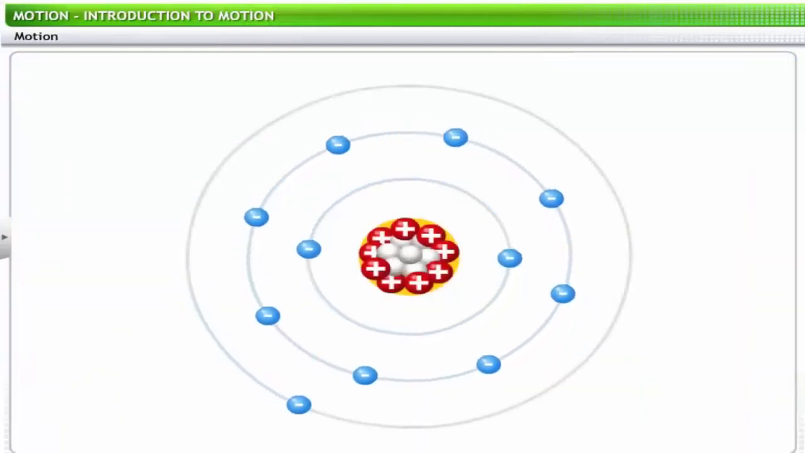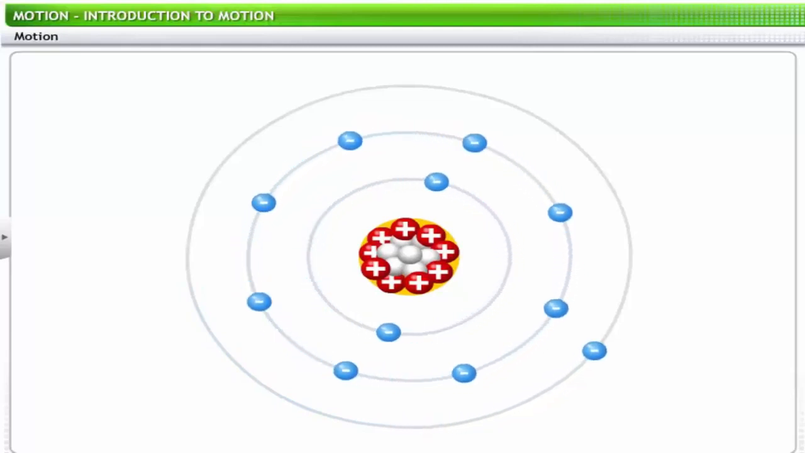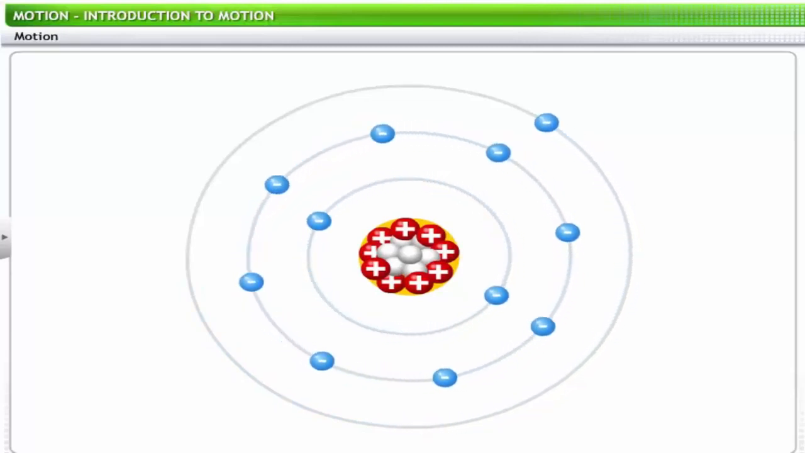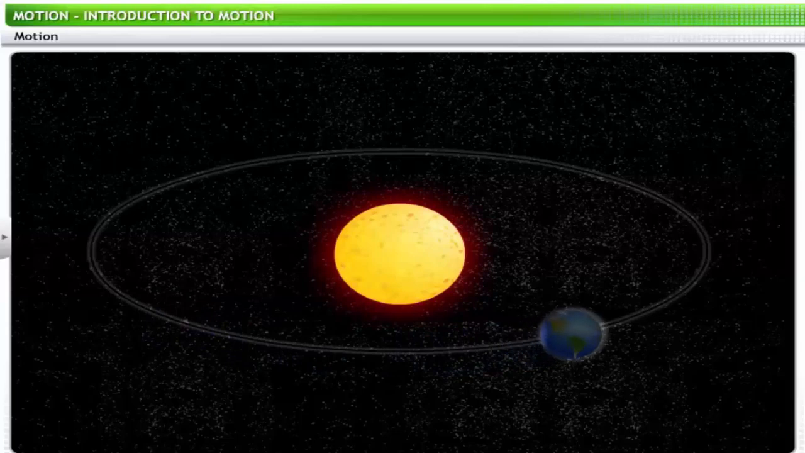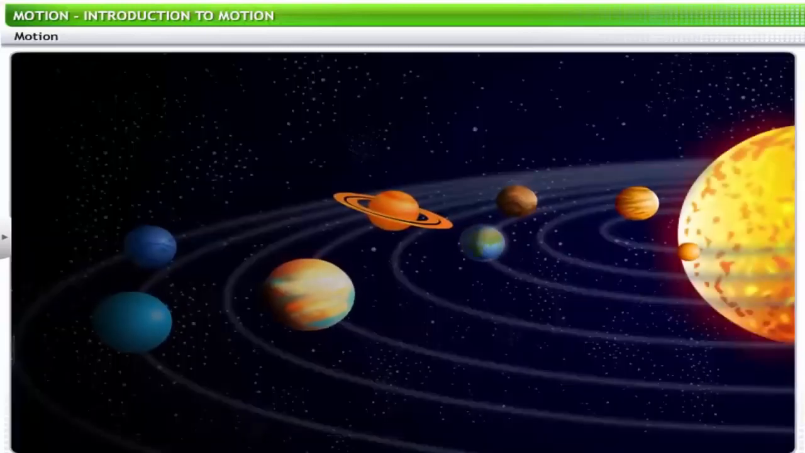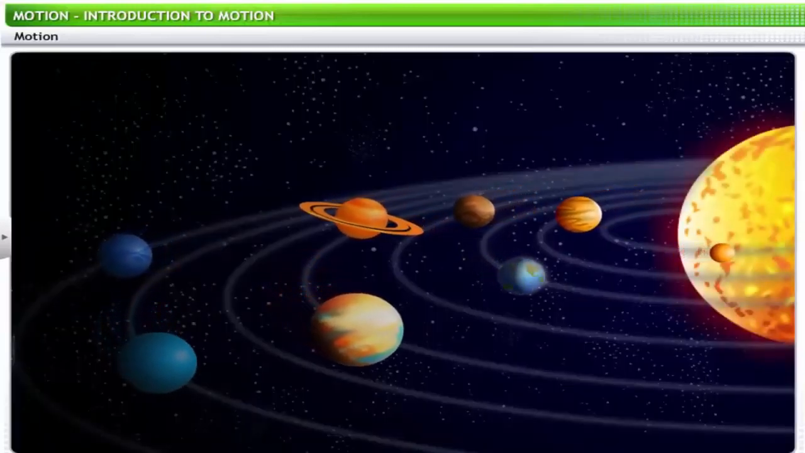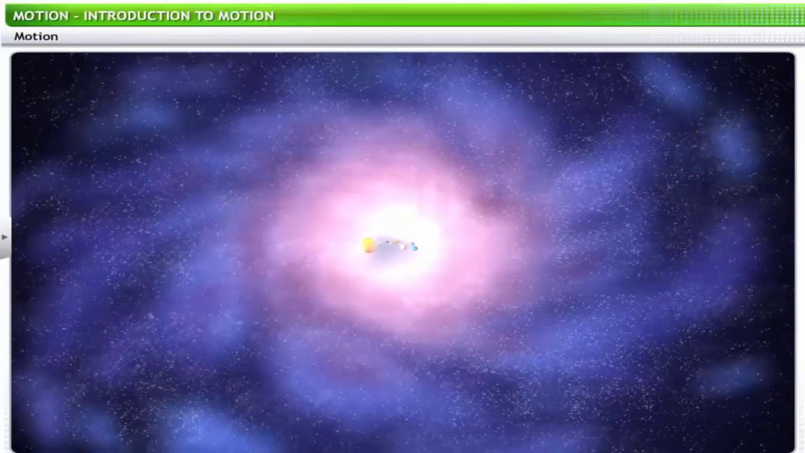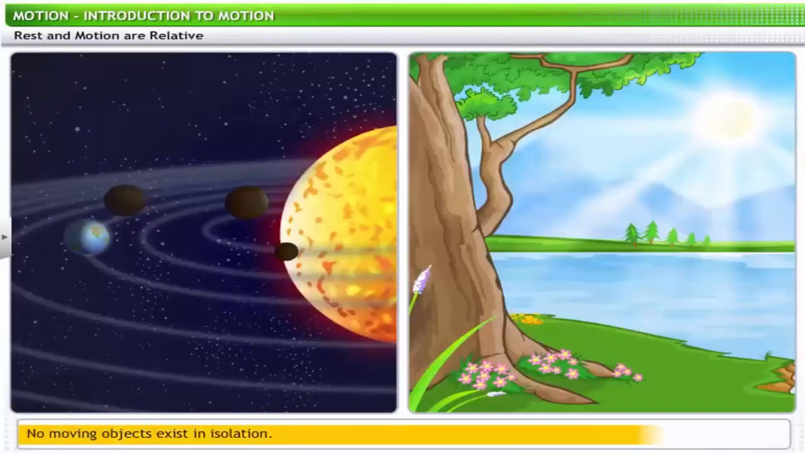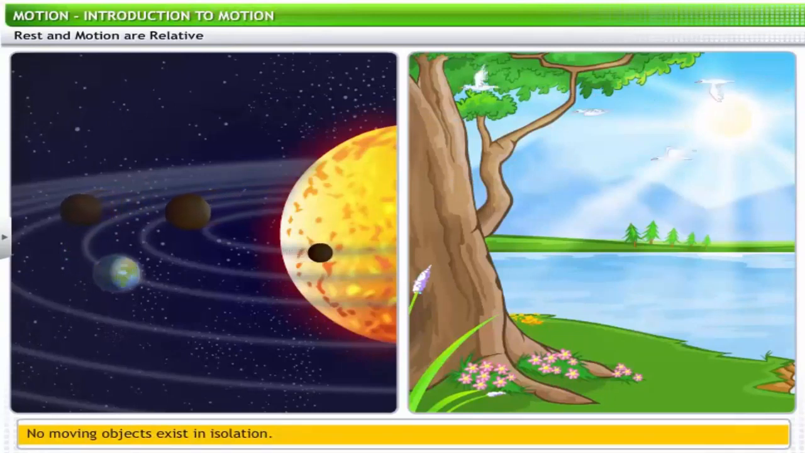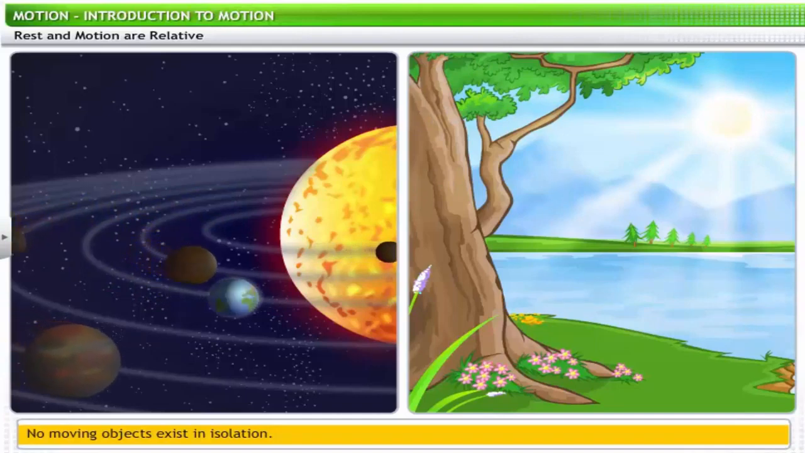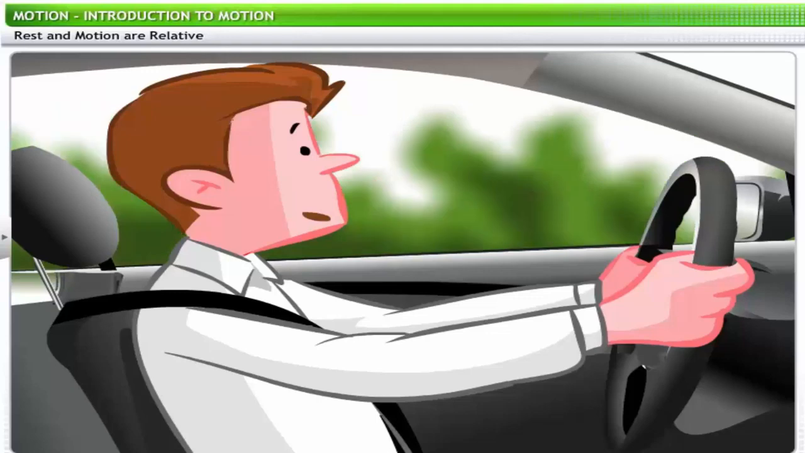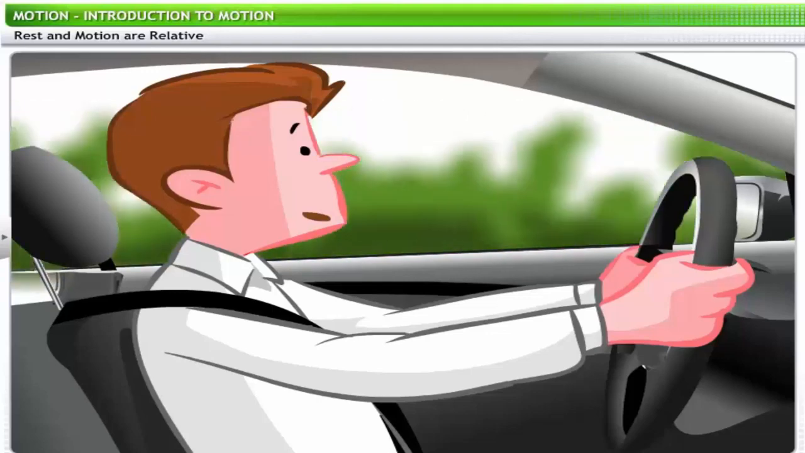Tiny particles such as atoms and molecules and heavenly bodies such as planets, stars, and galaxies are all in motion. For example, Earth rotates around its own axis and revolves around the Sun in an orbit. Similarly, other planets, solar systems, and galaxies in the universe are all constantly in motion. None of the moving objects that we have looked at exist in isolation. They may have other moving or stationary objects in their environment. What happens when we compare the state of two or more than two objects?